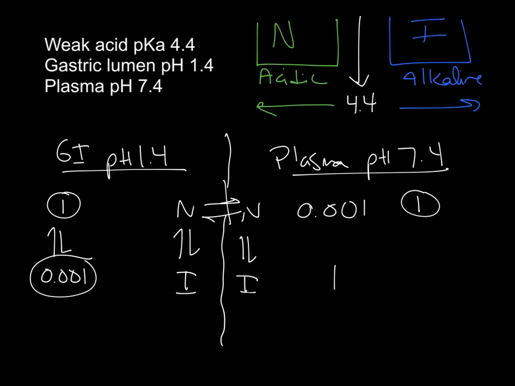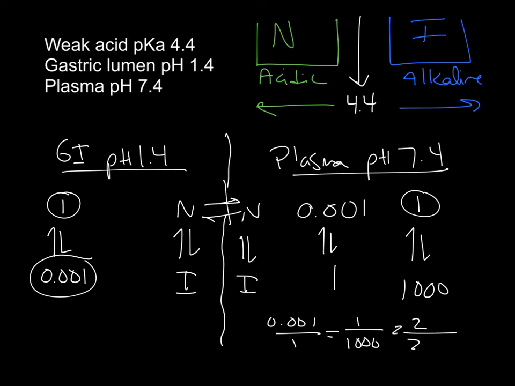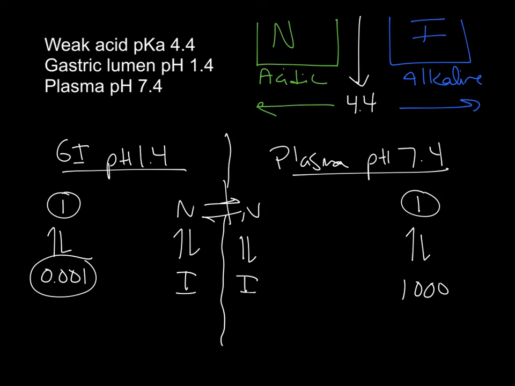Likewise on this side, if we had 1 n, if we want to maintain this relationship that is going to be driven by the pH of 7.4, then it's going to be 1 n for every 1,000 I. And again, 0.001 over 1 is the same as 1 over 1,000. It's the same as 2 over 2,000 and any other variation you can make. So we're basically just choosing the ratio or the fraction in which our n happens to equal 1, because now our n's are equal. We know that we've reached equilibrium.